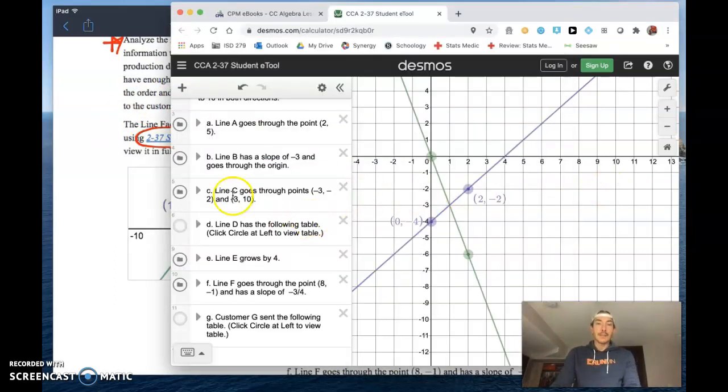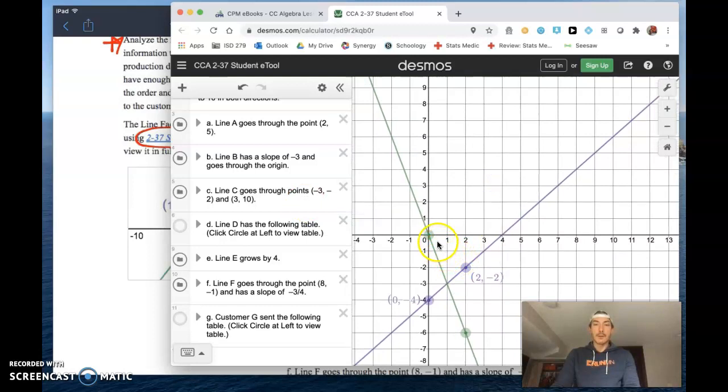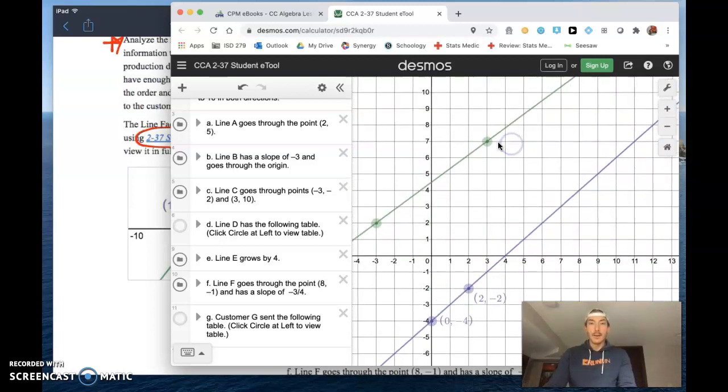C goes through the points (-3, 2) and (3, 10). All right, I think we can do this one. (-3, 2), and then (3, 10), so over 1, 2, 3, and up all the way. I've got to go up a little bit higher here, up all the way to 10. Now check it out.